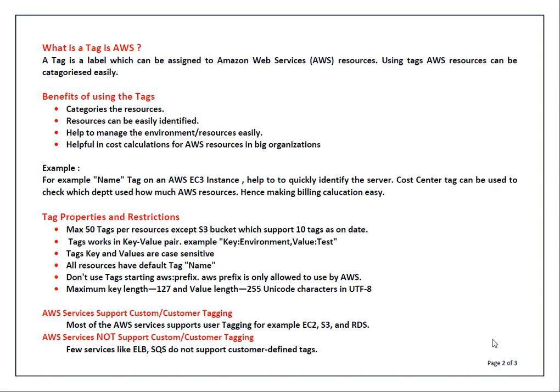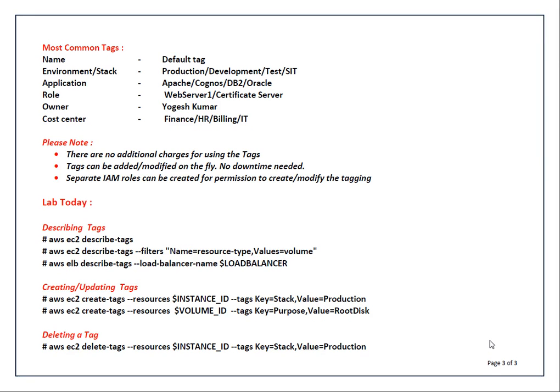Maybe in future they will change the behavior of services so they can support tags, but as of date I have listed the things which are applicable or available for user. Next thing, friends, most common tags. So for EC2 instance, you can take for reference. These are the tags which are most commonly used.